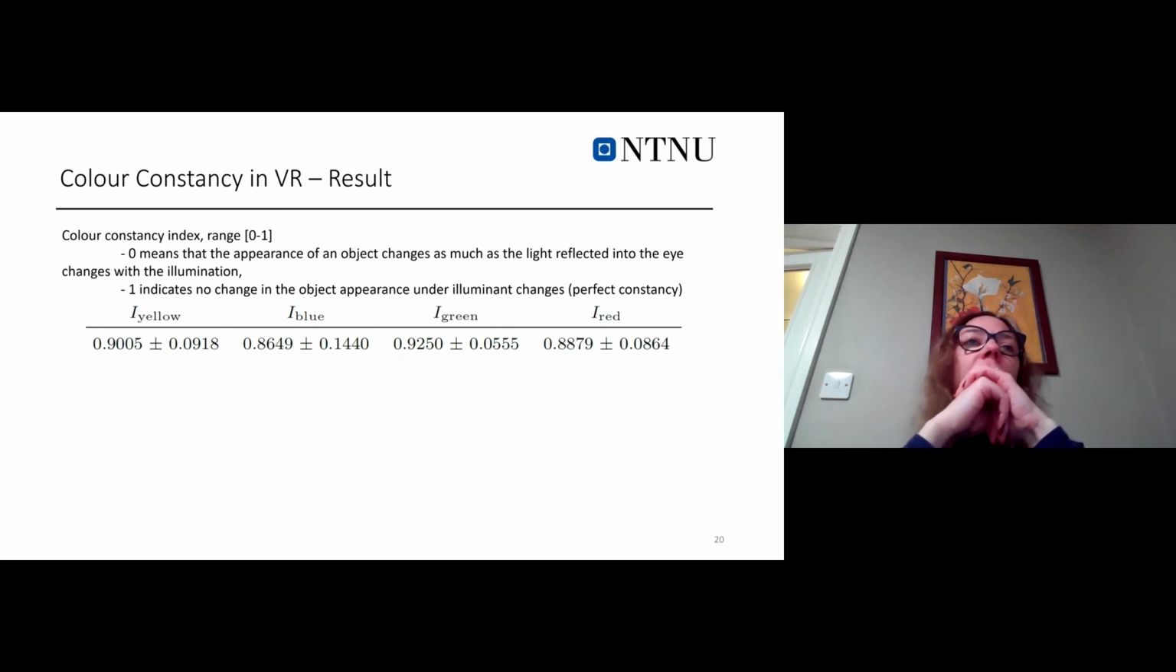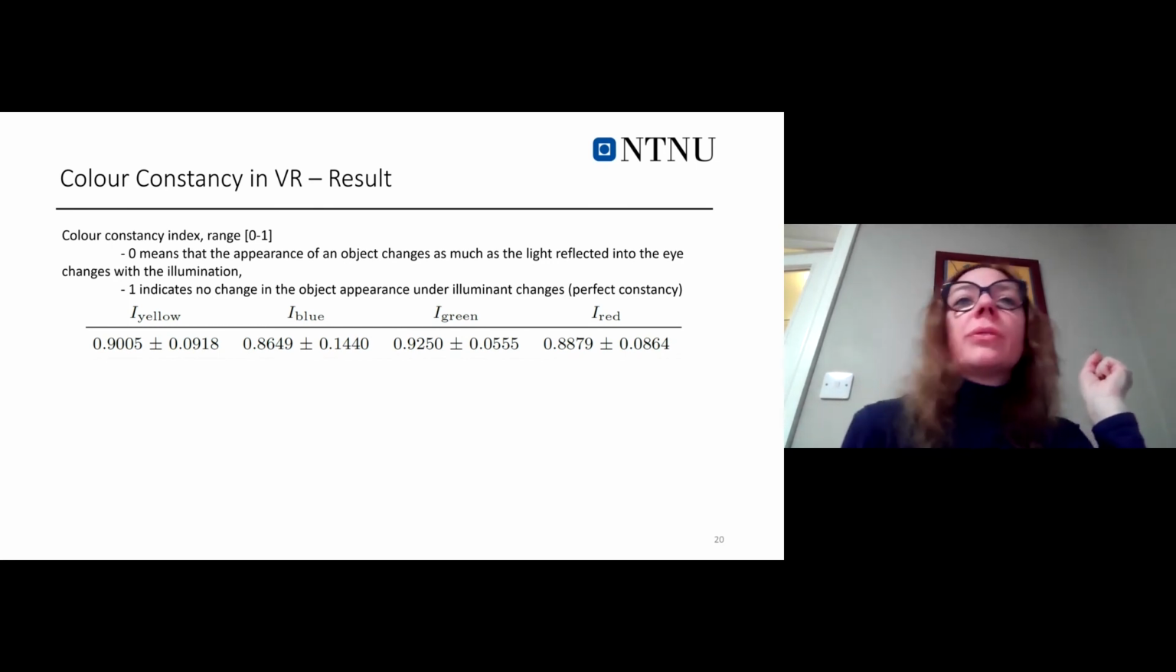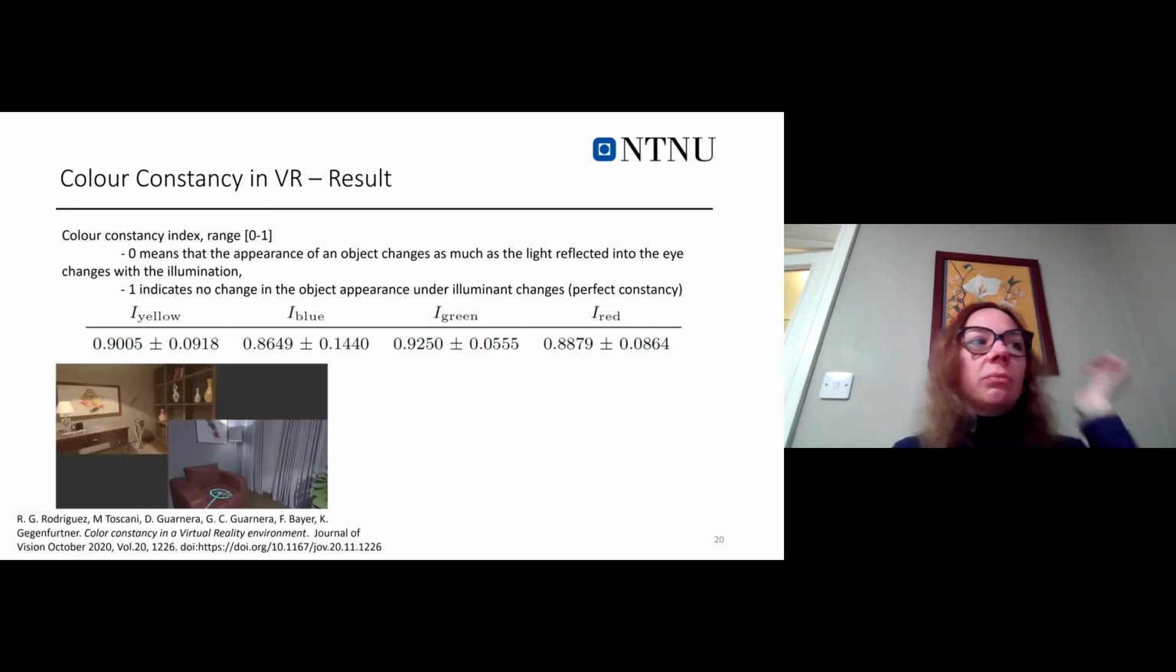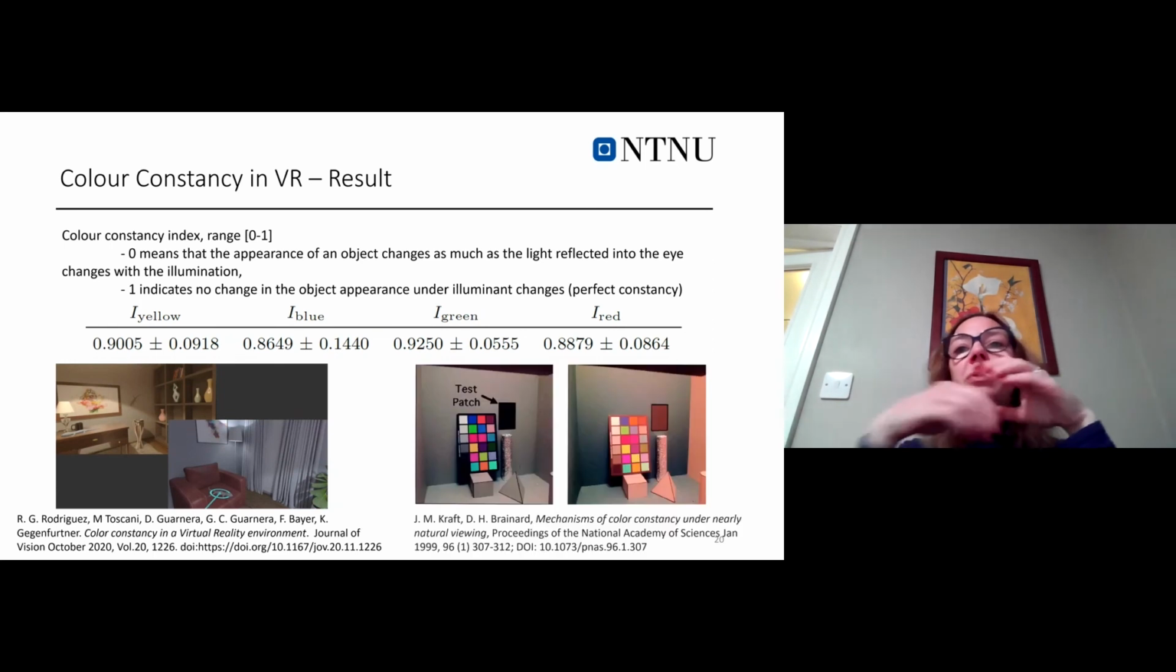Here we report results in terms of the color constancy index, which ranges from 0 to 1, where 0 means no color constancy and 1 indicates perfect color constancy. Here we report 4 different illuminations: yellow, blue, green, and red. These results align with the results of similar real-world experiments, and therefore this setup can be used for such experiments. It will make it possible to explore additional conditions and cues and improve our understanding of color constancy.